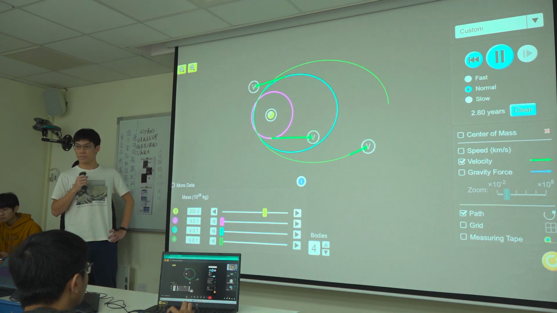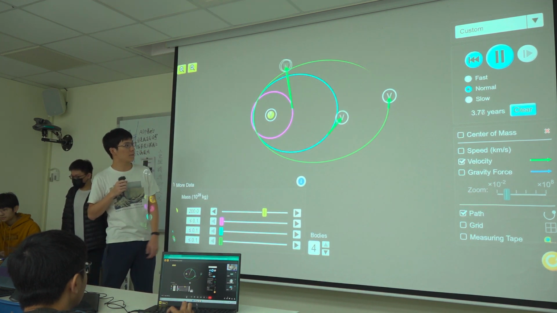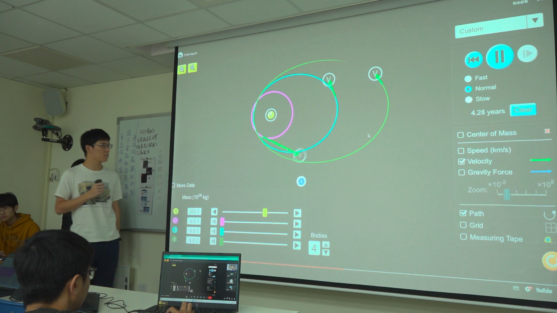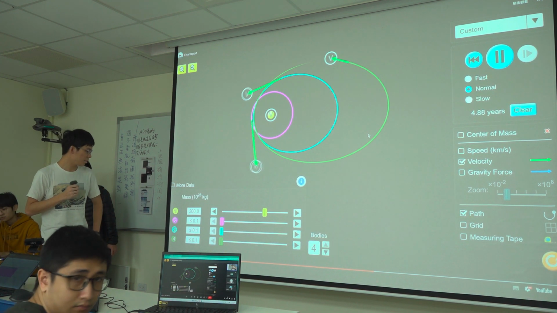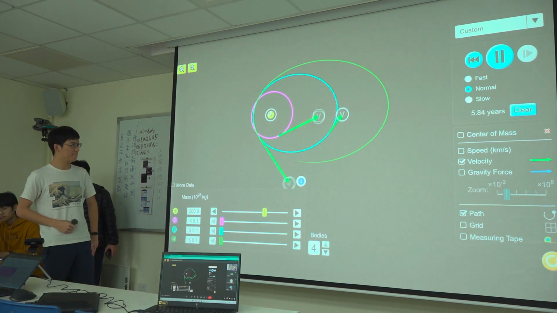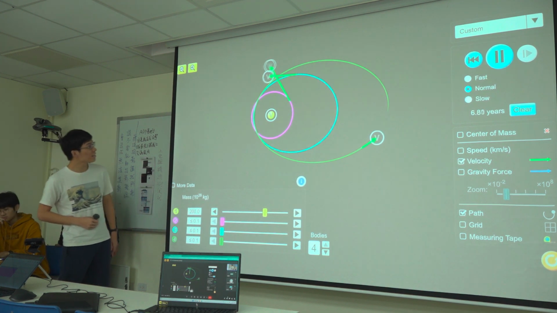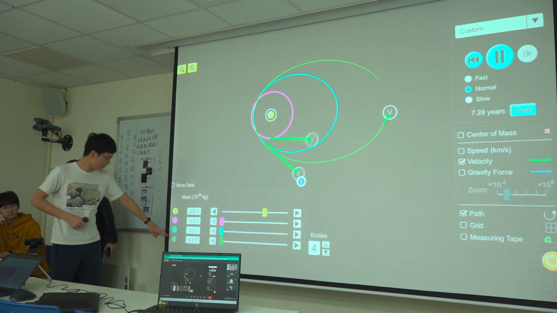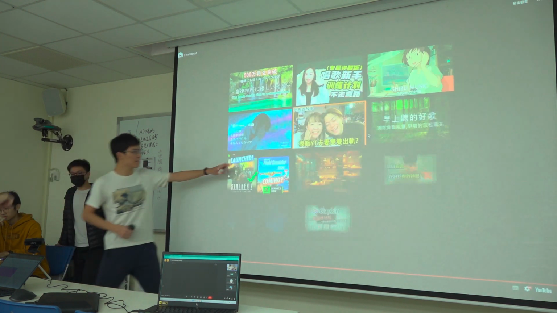So which one is the comet? These two. So why are there two? What's the difference? I forgot to delete this one. So we should put the sign up.